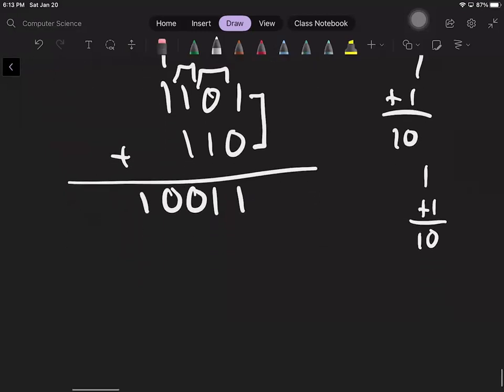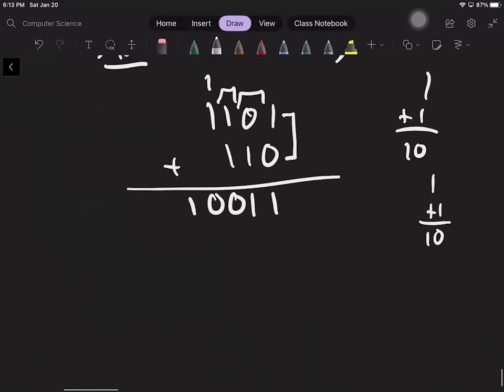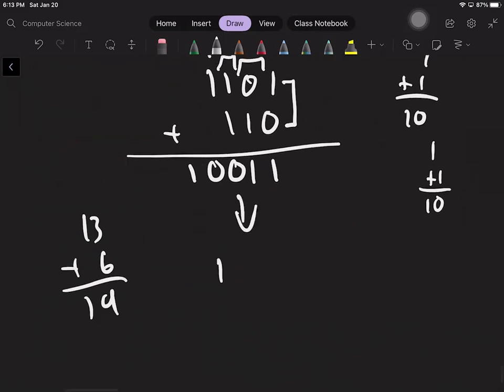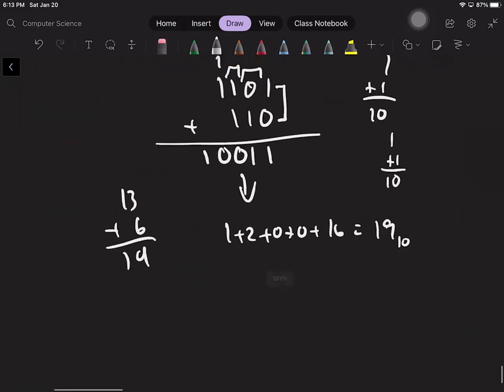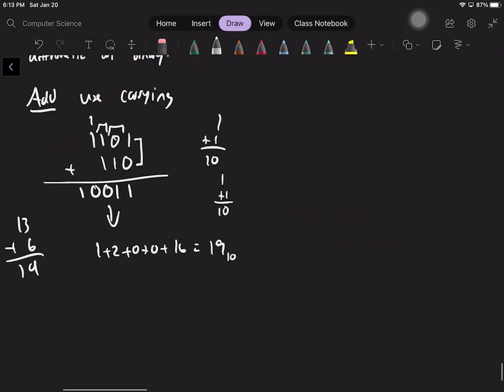And you can also check it in decimal. So this is 13 plus 6 is 19. And real quick, we could check that this is 19. So this is 1 plus 2 plus 0 4s, 0 8s, but plus a 16 is 19. So good. Okay. So that's carrying. Same as what you learned in school for decimal number system.